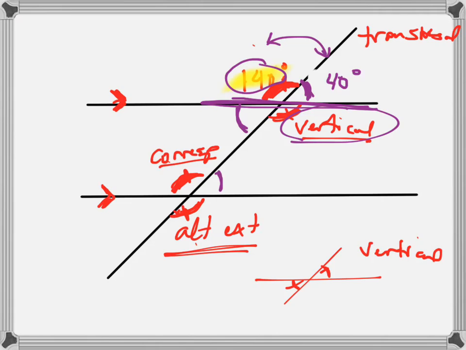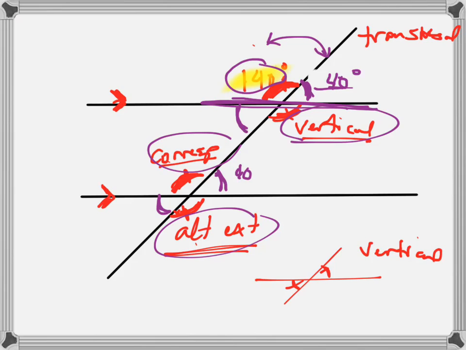And what does this angle have to be right here? 40, because it's corresponding to that one right there. And what does this angle have to be? 40. It's got to be 40 because it's what? Alternate exterior to the original 40-degree angle.